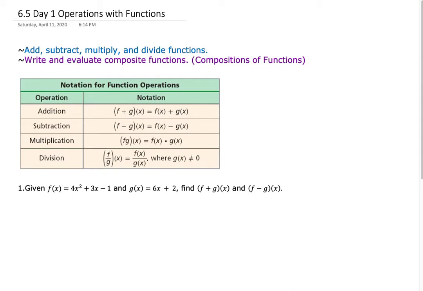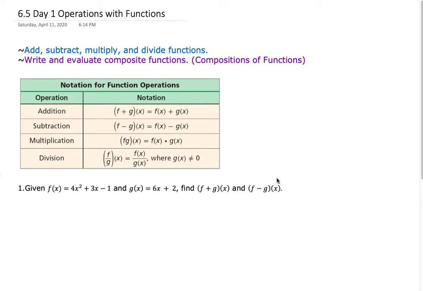Let's start with the notation for function operations. All it is, it's just showing you that if you're going to add two functions, f of x and g of x, that's just their names. If you're going to add them, it's going to look like this: f plus g of x. Subtracting will look like f minus g of x. So in this case, your f function will go first. If it said g minus f of x, then the g function will go first. Here's multiplying, f times g, and then division is f divided by g. And again, this matters which is on top.